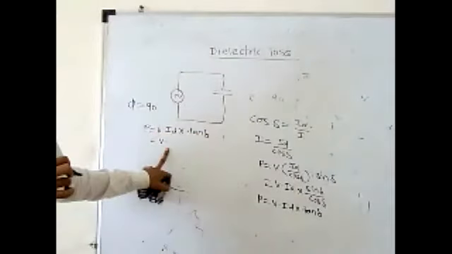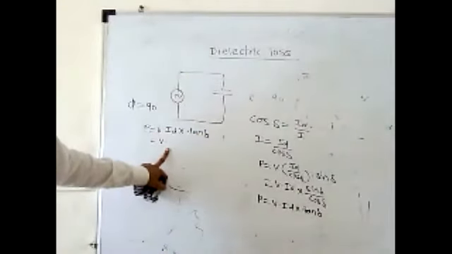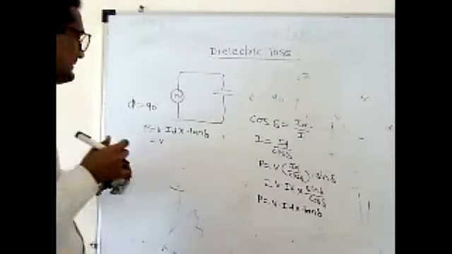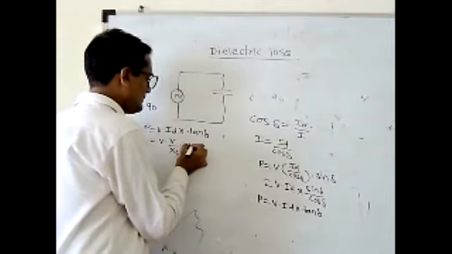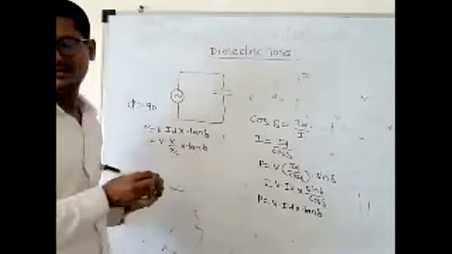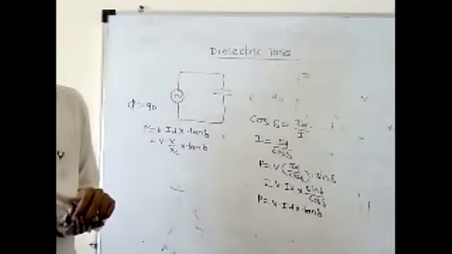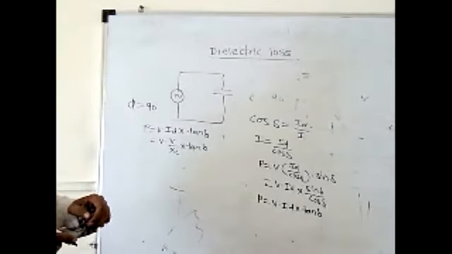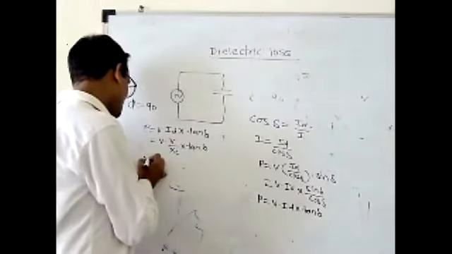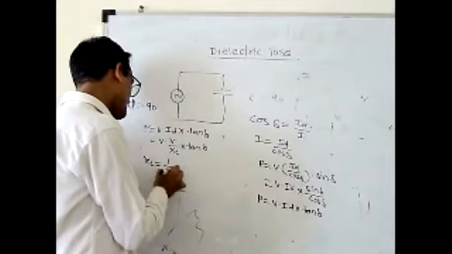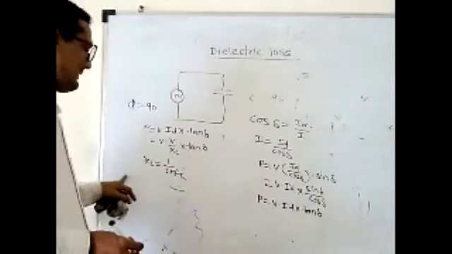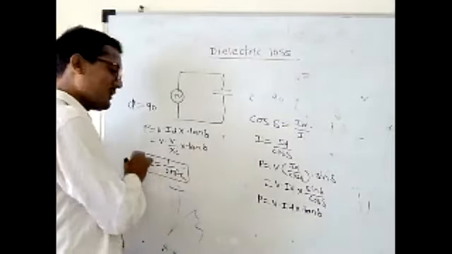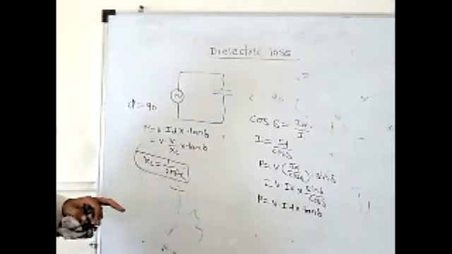Then put the value of ID, which is V upon XC, into tan delta. That means, what is XC? The value of XC is 1 upon 2 pi FC. Capacitive reactance equals 1 upon 2 pi FC.